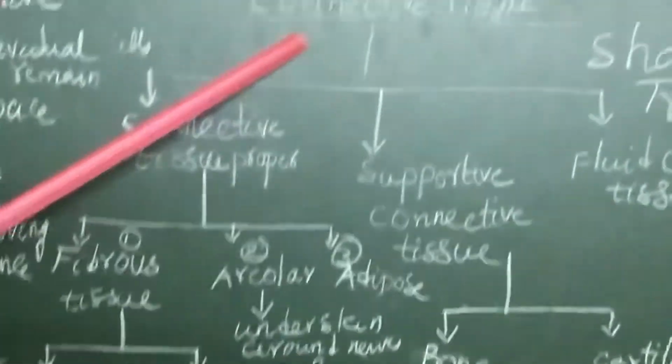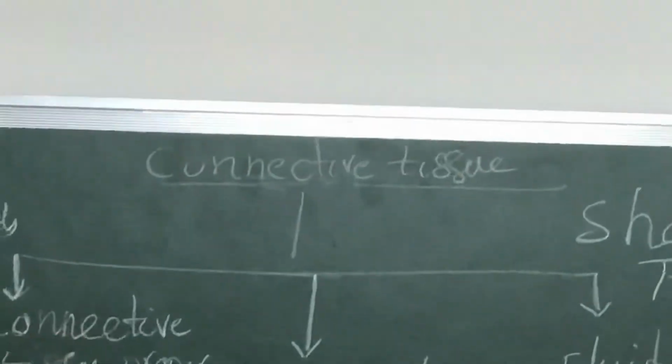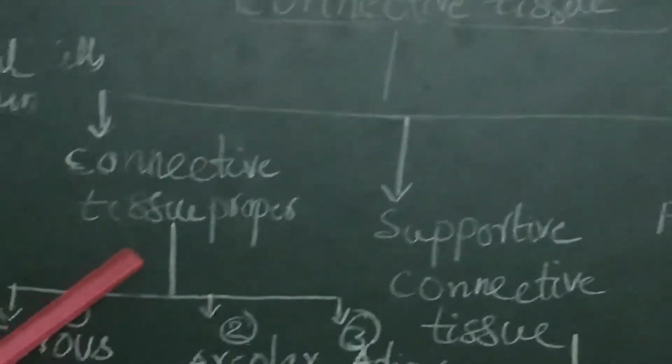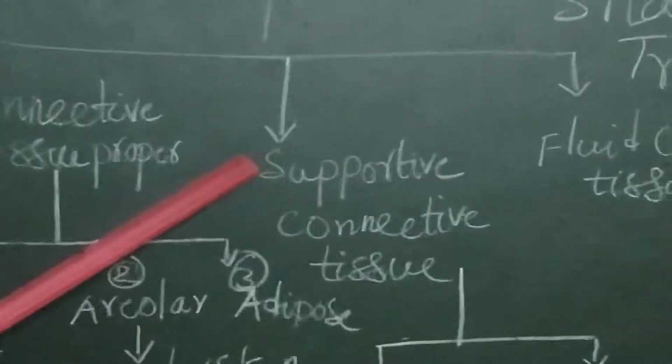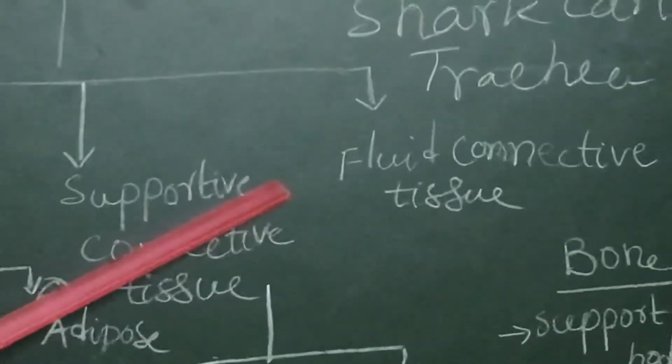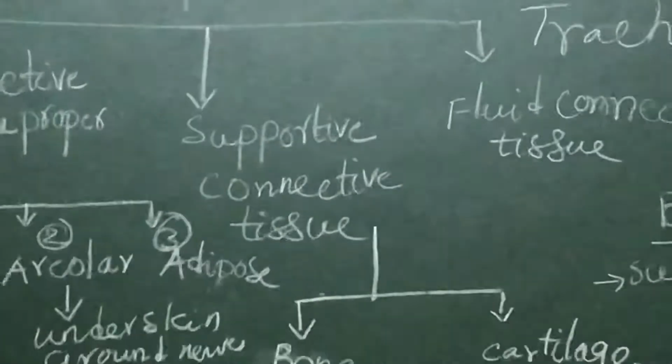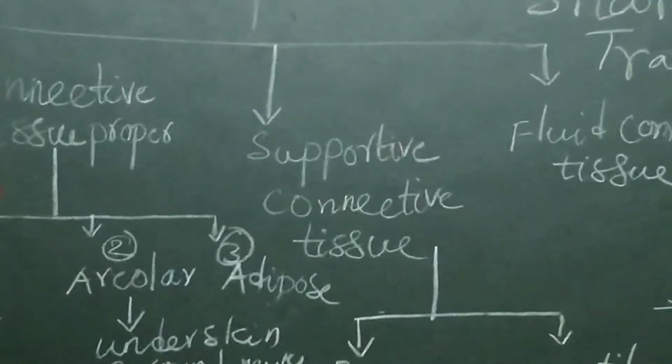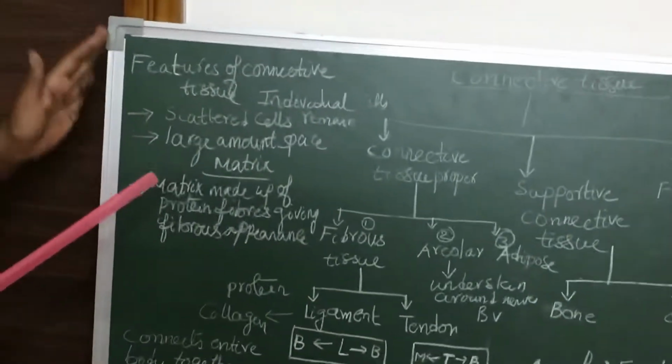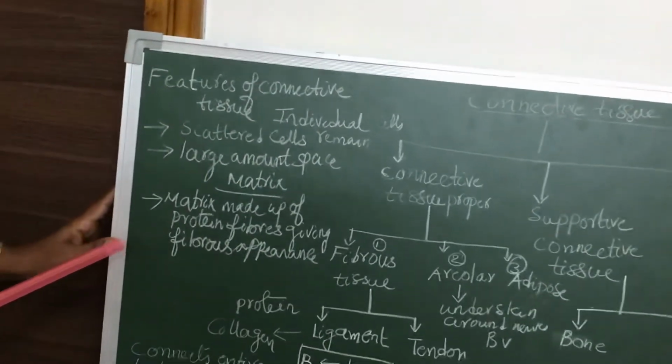The connective tissue is divided into three types: connective tissue proper, supportive connective tissue, and fluid connective tissue. Before going to connective tissue proper, let us discuss the characteristic features of connective tissue.